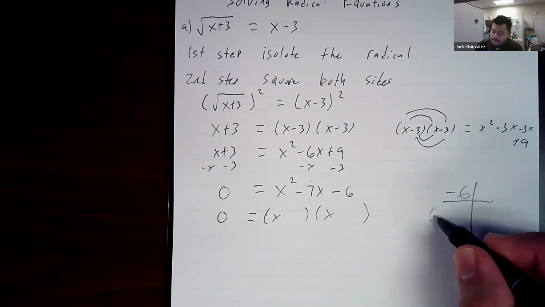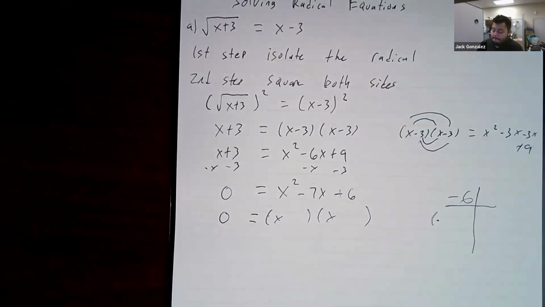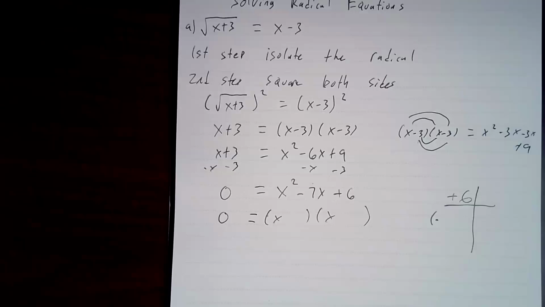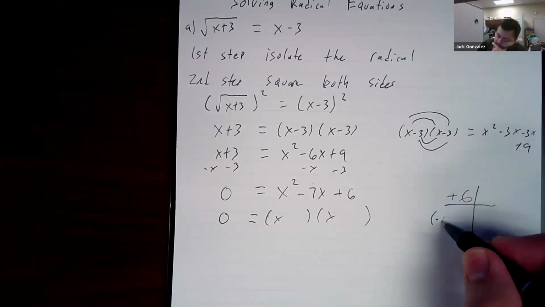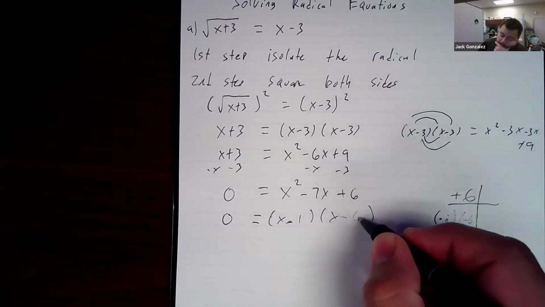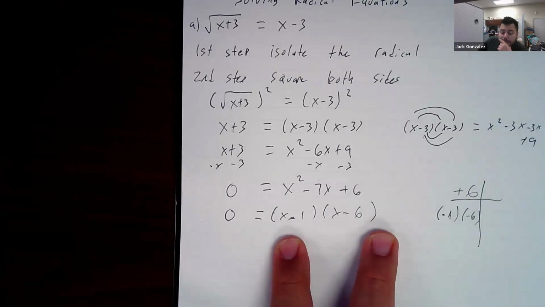Yeah, negative. Well, actually, hold on. That should be +3, shouldn't it? Sorry. That make more sense? Yes. So -1, -6, right? You all agree with his factorization?